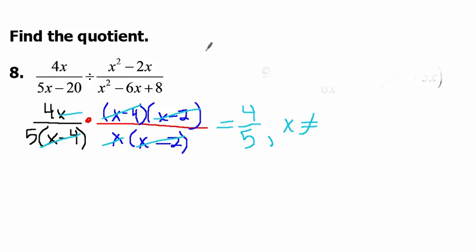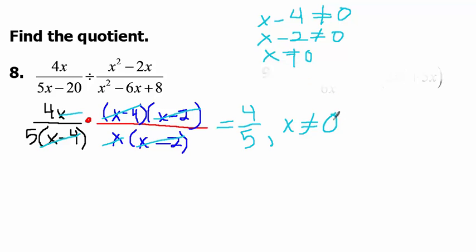So x minus 4 cannot equal 0. Both of these x minus 2's cannot equal 0. And x cannot equal 0. Giving us cannot equal 0, positive 2, or positive 4.